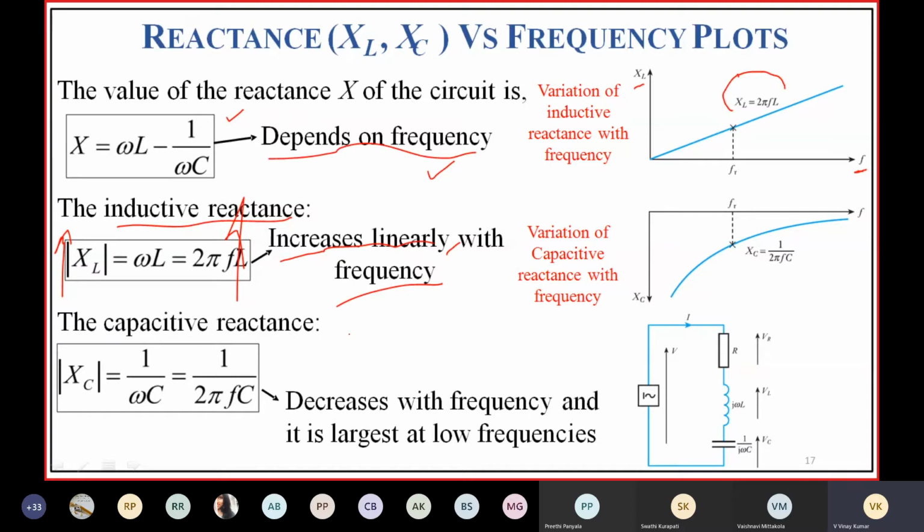Coming to XC, XC is equal to 1 by omega C, which is equal to 1 by 2 pi F C. With the increase in frequency, the capacitive reactance will be decreasing. With the decrease in frequency, the capacitive reactance will be increasing. It decreases with frequency and is largest at lower frequencies. That's why you get a graph like this.